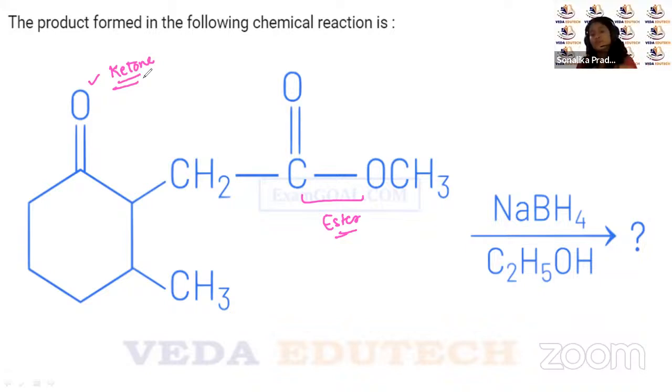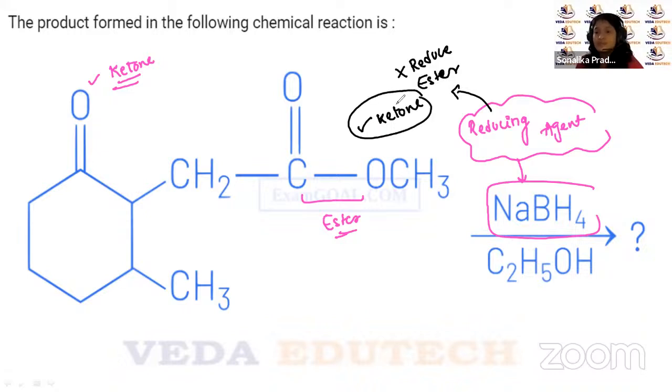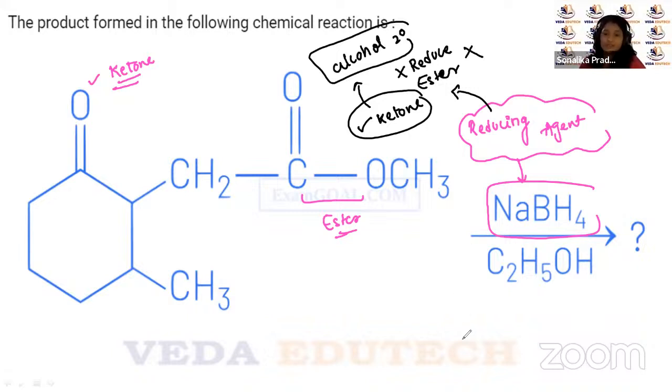So the first part was to identify the main groups. Now NaBH4 is a reducing agent, and reducing agents have some specificity. And what is its specificity? This reagent is not going to reduce your ester. It is just going to reduce the ketone. And when it reduces the ketone, it is going to form an alcohol, which will be of 2 degree. But the ester part will be as it is. So now can you tell me what is going to be the product, children?